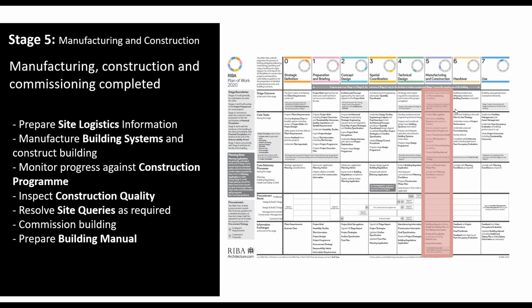So obviously the contractor needs to do site logistics. A lot of contractors are now working with logistics contractors such as DHL or Wincanton to look at those logistics items, or they're using consolidation centers to make sure that components arrive on site on time. And of course, they're manufacturing and constructing all those different building systems. There needs to be a means of monitoring progress to make sure that the construction is happening on program. Someone needs to inspect construction quality. There will be queries from site.